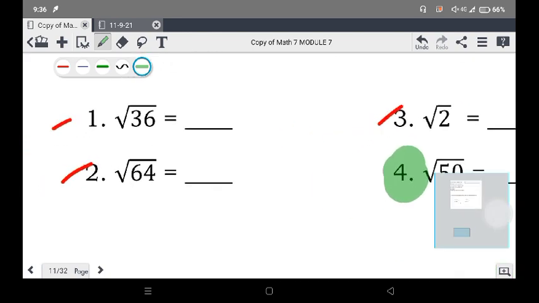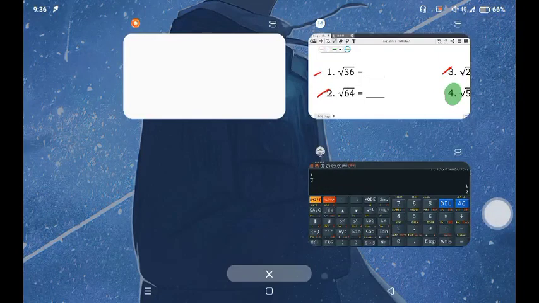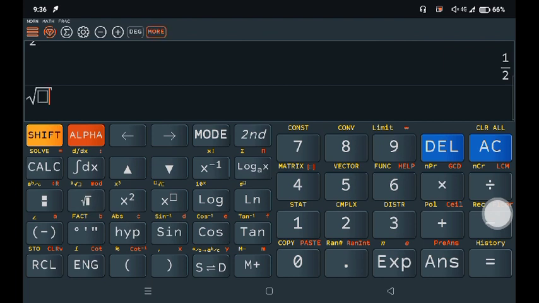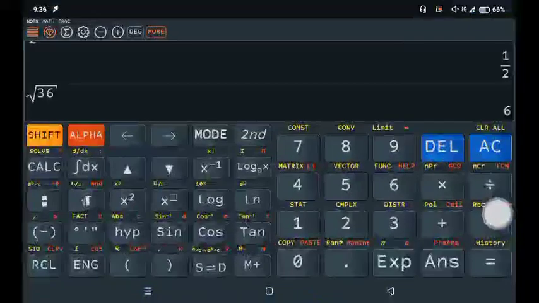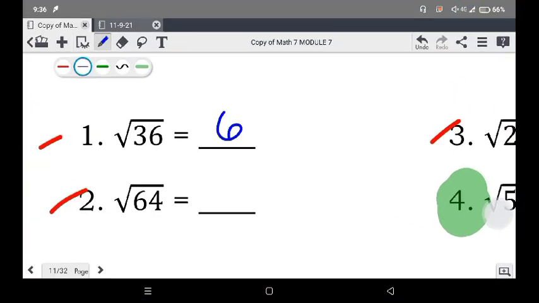I'll start with the square root of 36. So I'll go to my scientific calculator. Square root of 36. Okay. So the answer is 6. Next, number 2. I have there square root of 64. Oh, we have 8.